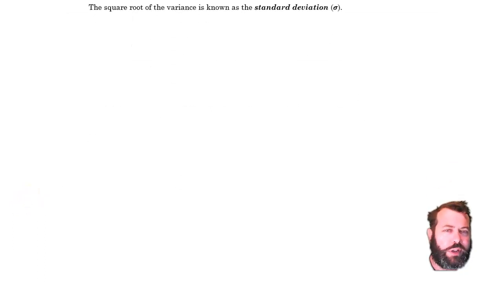Now, I did promise that we were also going to learn about standard deviation, and very simply, standard deviation is the square root of the variance. You just calculate the variance as we just did there, and you take the square root.